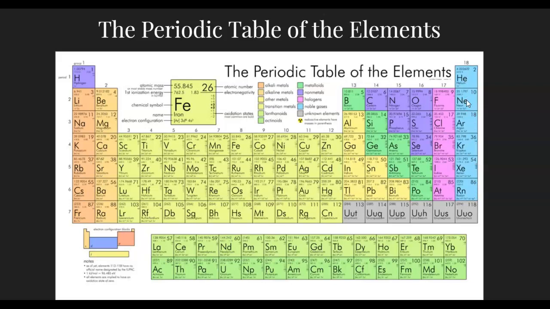If you take a look over here, we've got the noble gases. The noble gases are the famous guys on the periodic table. They have full valence shells, which means they're very unreactive. They tend not to react with other substances because they've got full valence shells and they're happy guys. So we call those the noble gases.